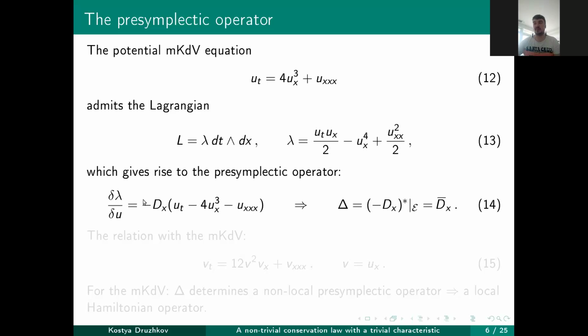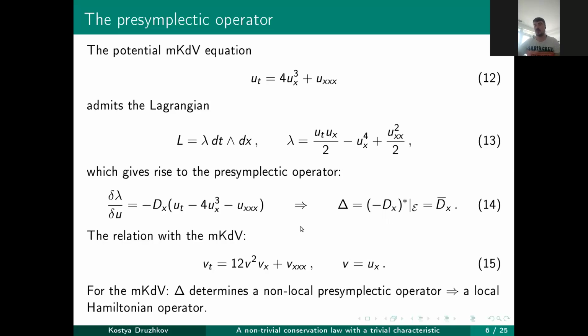Whenever we have such a situation, we get the corresponding pre-symplectic operator. We just take this total differential operator, calculate its formally adjoint operator restricted to the system, and the result is the corresponding pre-symplectic operator. This is how we get this pre-symplectic operator, and this is how we can easily describe it.